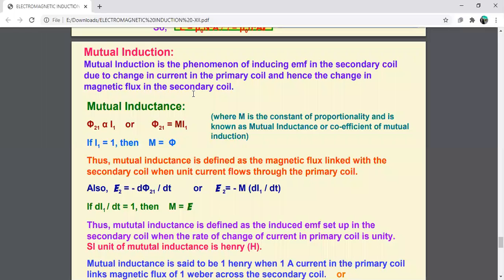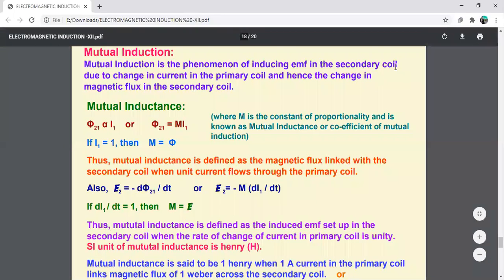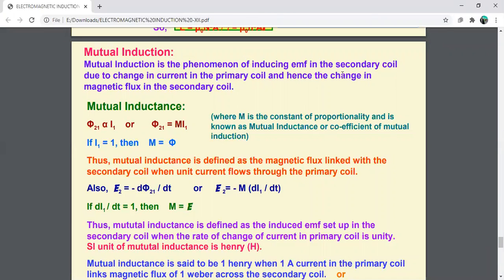So mutual induction is the phenomenon of inducing EMF in the secondary coil due to change in the current in the primary coil, and in turn the secondary coil also induces current in the primary coil, and hence magnetic flux in the secondary coil. This is called mutual induction.